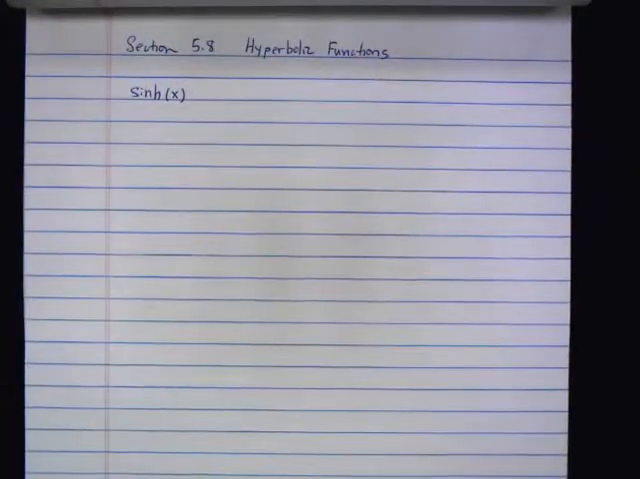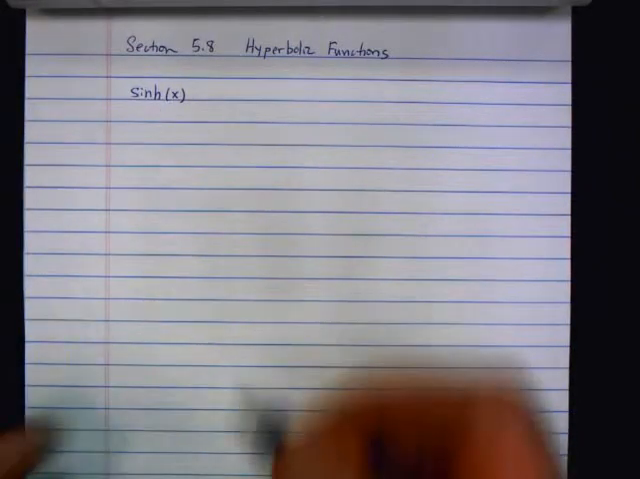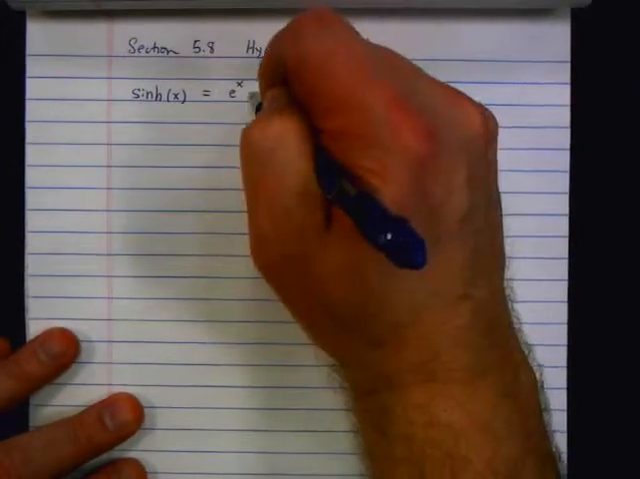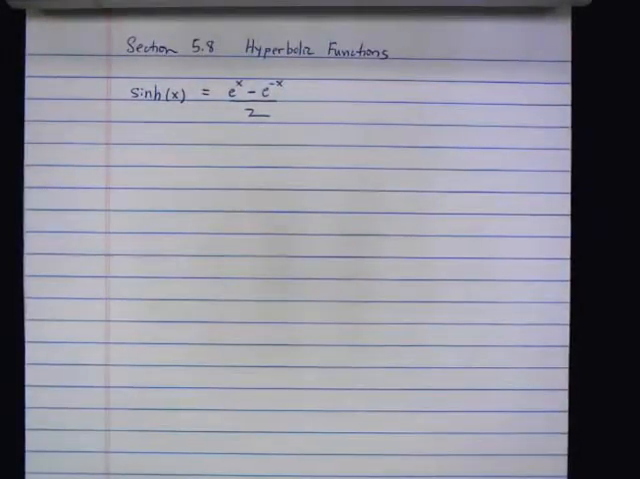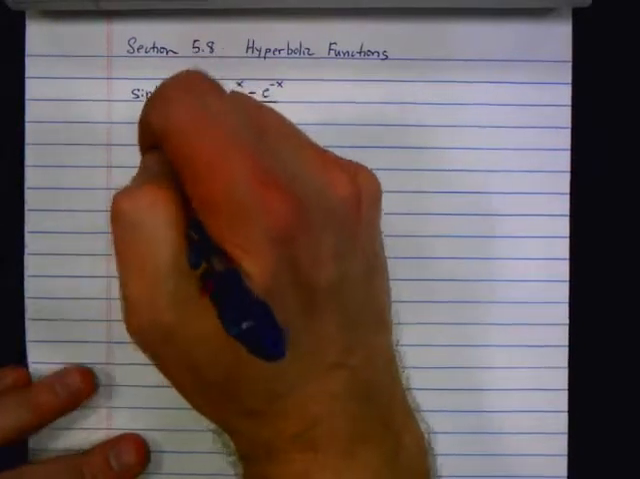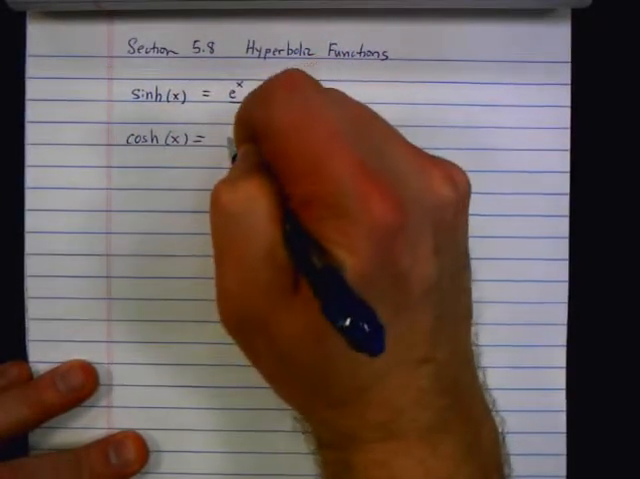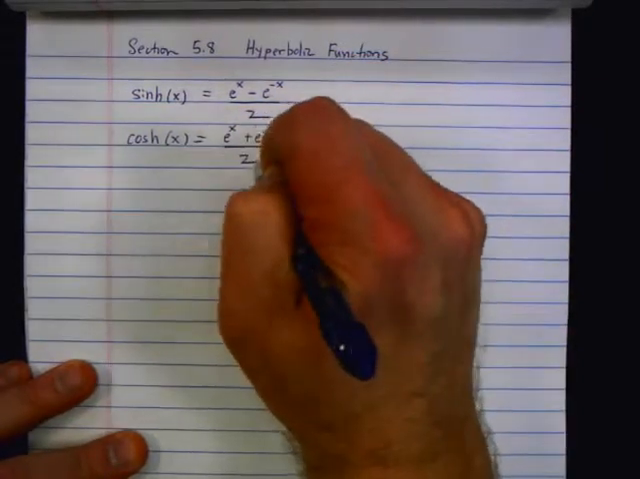Hyperbolic sine. So notice it looks just like SIN, but we put an H on there for hyperbolic. Hyperbolic sine is defined as e to the x minus e to the negative x over 2. And then, as you would guess, if there's a hyperbolic sine, there's a hyperbolic cosine. So we have hyperbolic cosine of x is e to the x plus e to the negative x over 2.